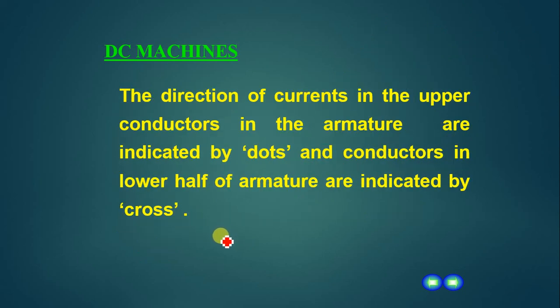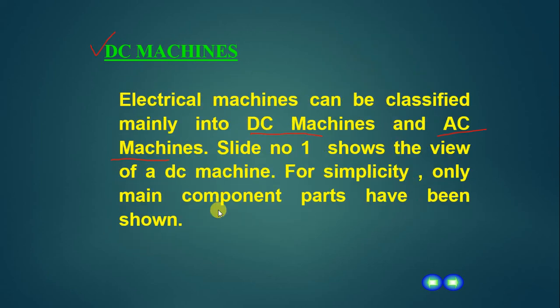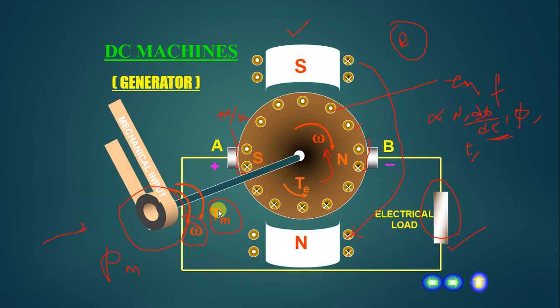The direction of currents in the upper conductors of the armature is indicated by dots, and the conductors in the lower half of the armature are represented by crosses. You can have a look at this figure. In the generator you can see dots will be in the first half. When it is rotating, in the second half you will have the opposite polarity. That is the reason, in order to understand both, it has been represented by dots and crosses.